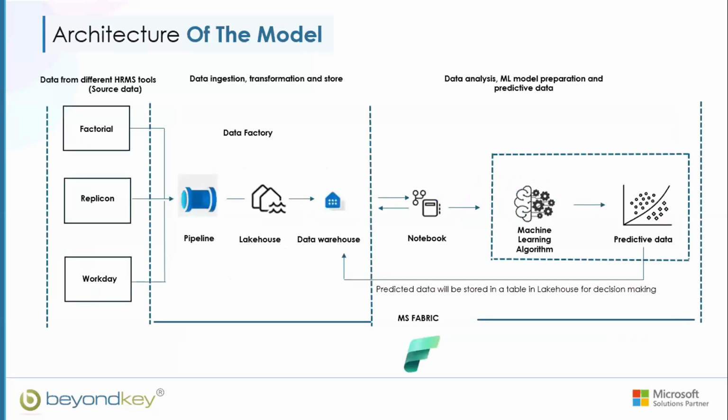So this is a bit more technical exhibit. Here we can see the architecture of the solution, the different components of Fabric which are being used. For data ingestion, we are using Dataflow and Data Factory. Unified data is stored in Fabric Lakehouse. From Lakehouse, we are using Fabric Notebook to build our machine learning model. And the predicted data can be stored again in Lakehouse and can be used for further action.